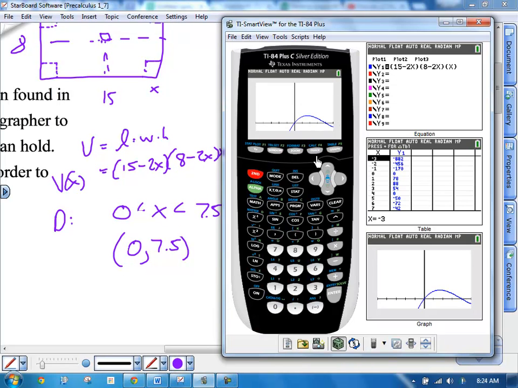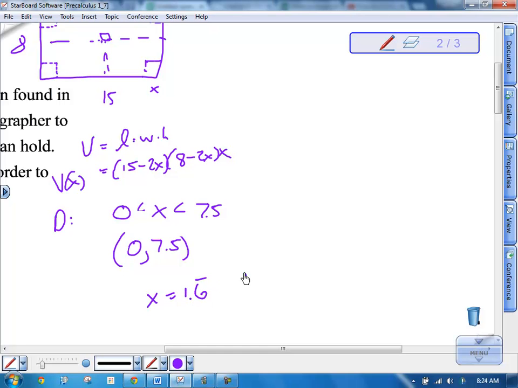Not perfect, but we'll do second calculate maximum, and we'll find that maximum. Enter, enter, and then enter for the third time, and we get about 1.6 repeating and 98.74. So 1.6 repeating, 98.74 for volume. So that's the maximum, that's the amount we cut out to maximize volume, and that's the volume that we get.